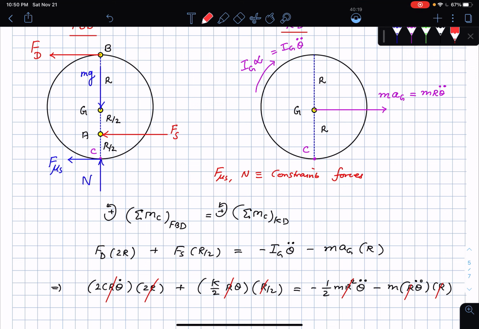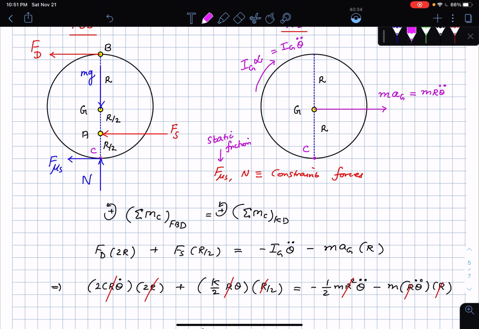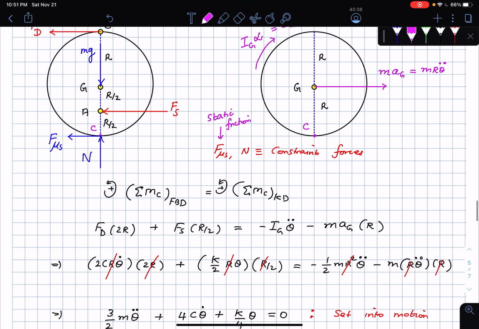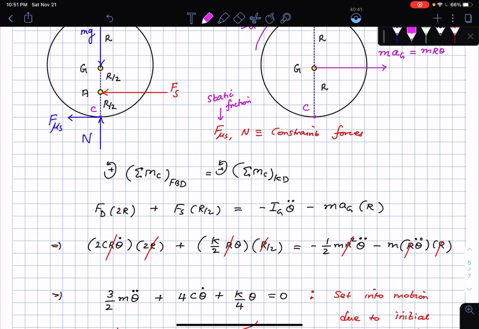This friction force is the static friction force. If you're rolling without slip, then the force of friction at the contact point is the static friction force, because the displacement of the contact point at that instant in time is negligible. Its velocity is 0, and for small motions, it's negligible at that point in time.